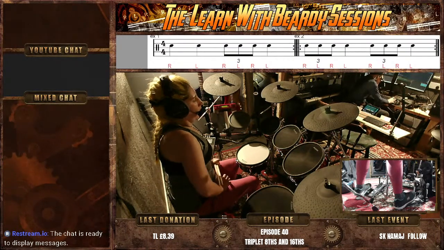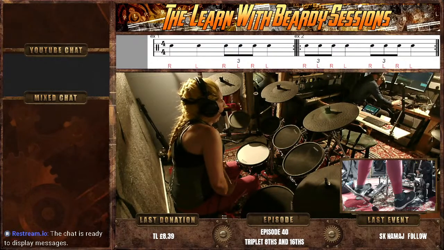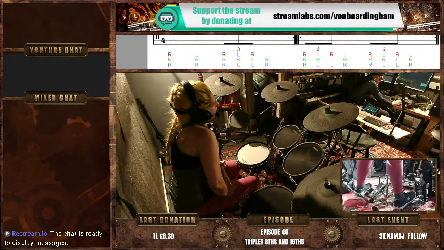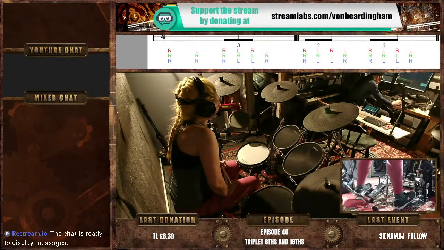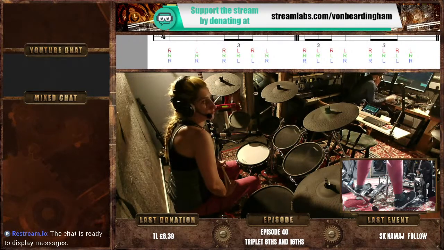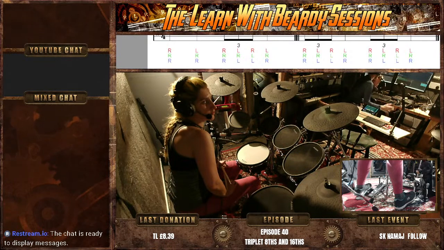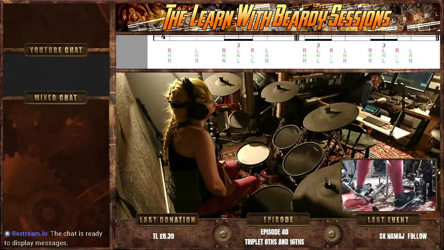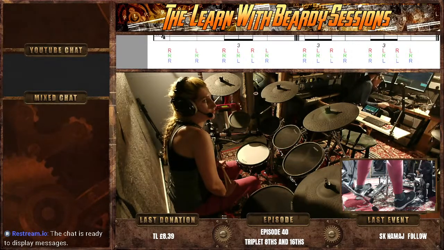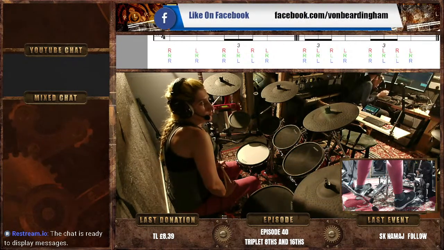Now, we've got a couple of possible hand patterns here for doing our triplets. We have right, left, right, left, right, left. We also have right, right, right, right, left, right. And we also have right, right, right, left, left, right. With triplets, you can do them with straightforward hand patterns like right, left, right, or left, right, left. Or the more common way to do them is right, right, left, or right, left, left.